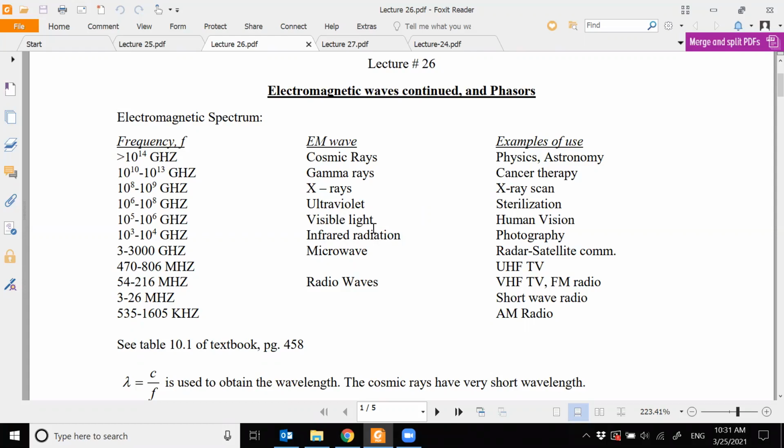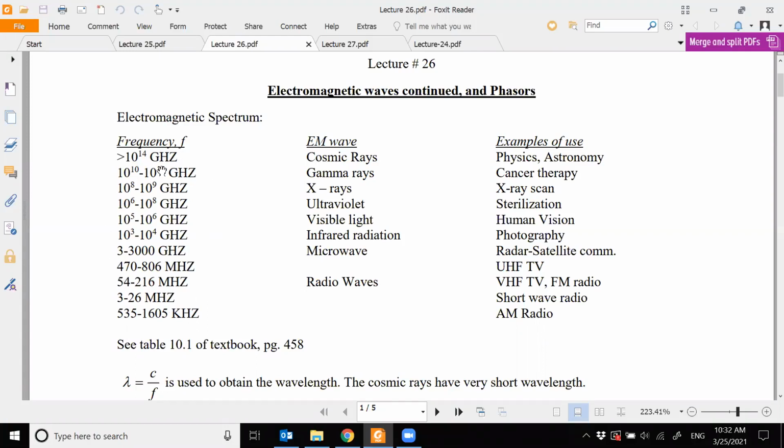So visible light for human vision, UV for sterilization, X-rays for scanning because X-rays cannot penetrate our bones, and gamma rays sometimes are used for cancer therapy, and cosmic rays are just for research. It will be in astronomy. Okay, so these are the frequencies.